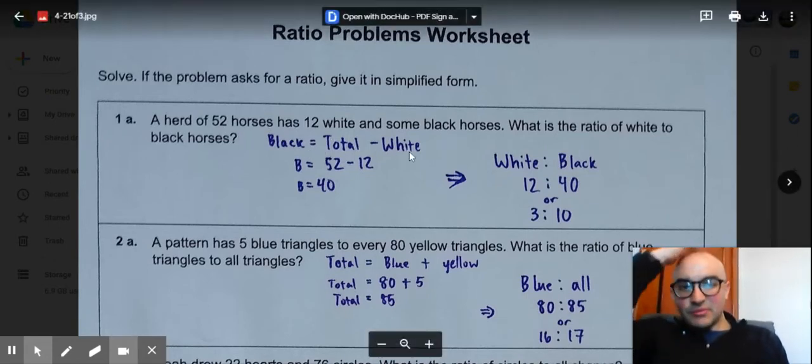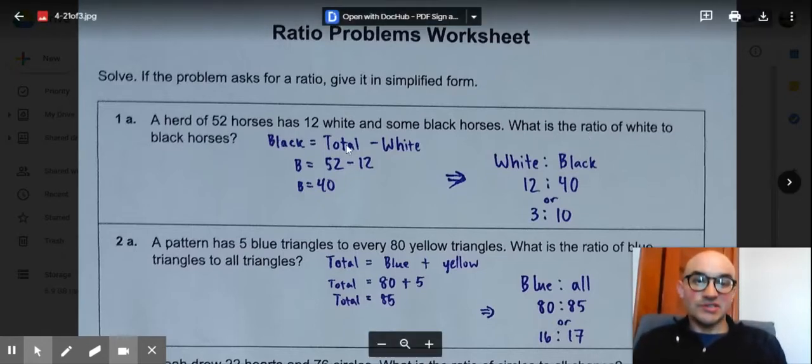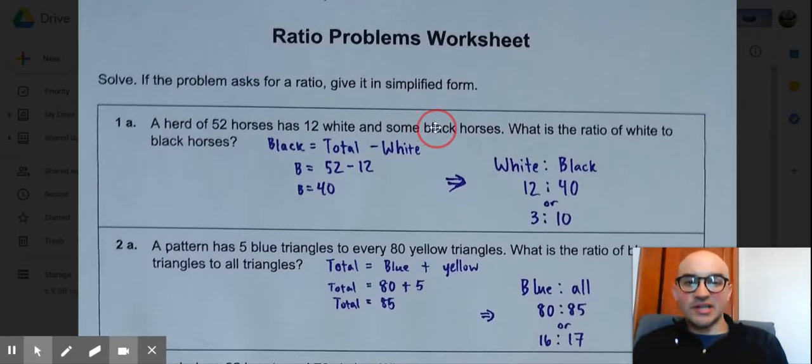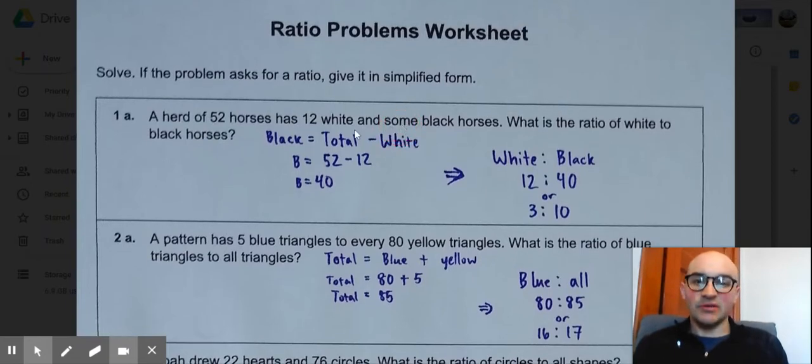So this first problem asks us to find a ratio of white horses to black horses. I'm given a total number of 52 horses. There's 12 white, and it says some black. That word some should tell you as a math thinker, ooh, I better figure out what some is. That's an unknown number as of right now, but we can solve it real quick. We know that black horses are going to equal the total number minus the white number. So 52 minus 12 equals 40.